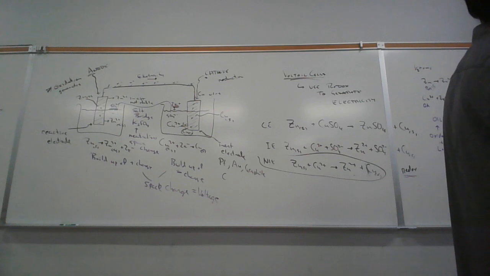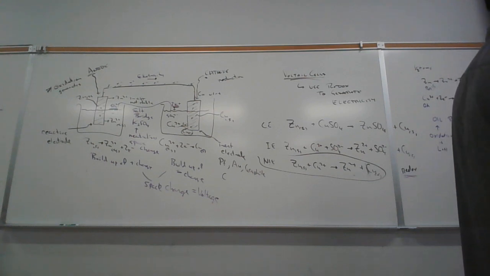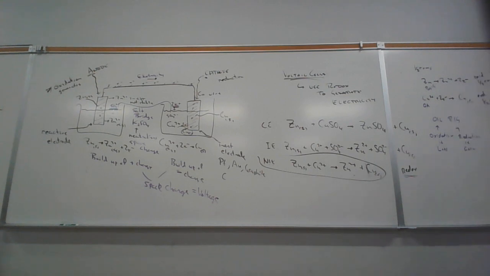So this is a basic cell. And all the other cells are going to be similar. There's going to be an anode and a cathode. Anode is where we generate the electrons. The cathode is where we consume them. So the oxidizer is at the cathode, the producer at the anode.